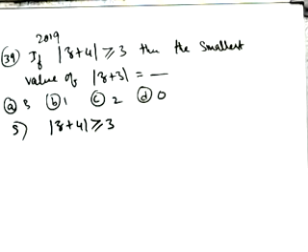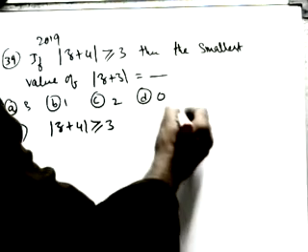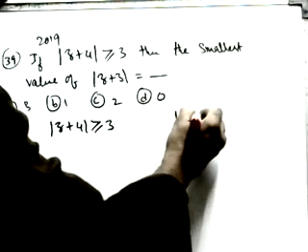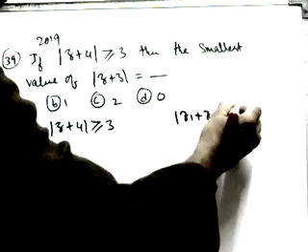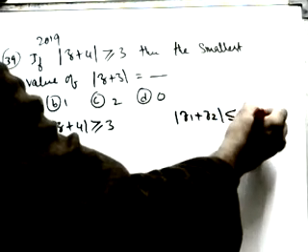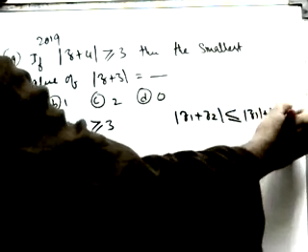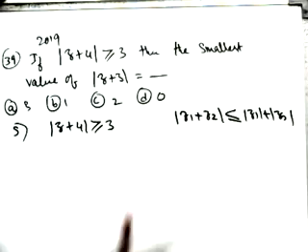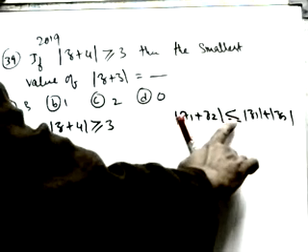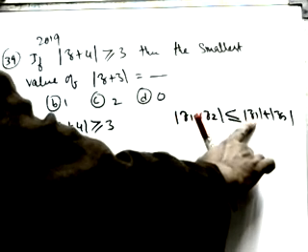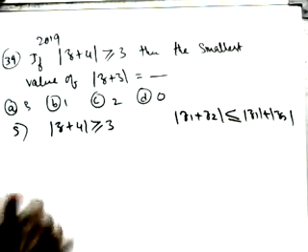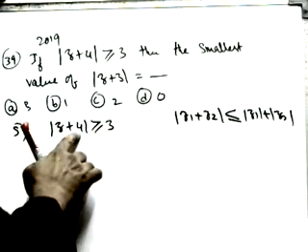Now see the next question. Mod of z plus 4 is greater or equal to 3; find the smallest value of mod z plus 3. Before going to the next question, we know one formula: mod of z1 plus z2 is always less than or equal to mod z1 plus mod z2. This is the concept we have.